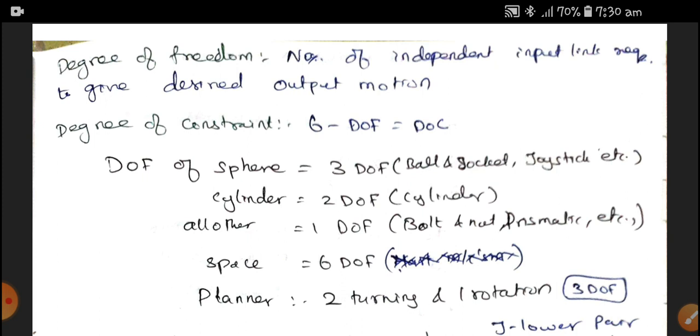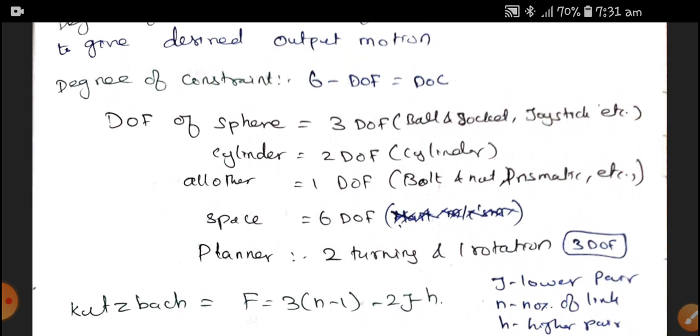For anything in space, there are 6 degrees of freedom, and planar motion has 2 translational and 1 rotational, so 3 degrees of freedom in planar motion. You can get a question like this: how many degrees of freedom does a planar mechanism have? It has 3 degrees of freedom, whereas in space coordinates it has 6. If you remember these things, you can easily write the values.